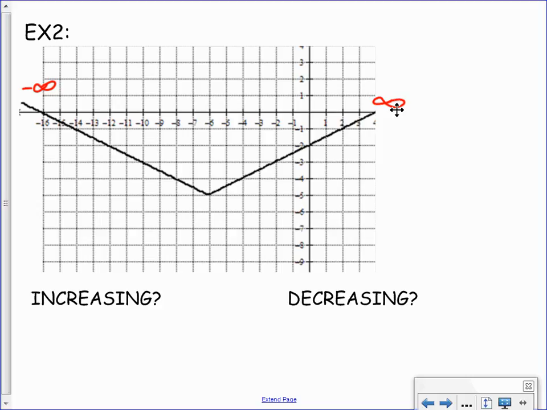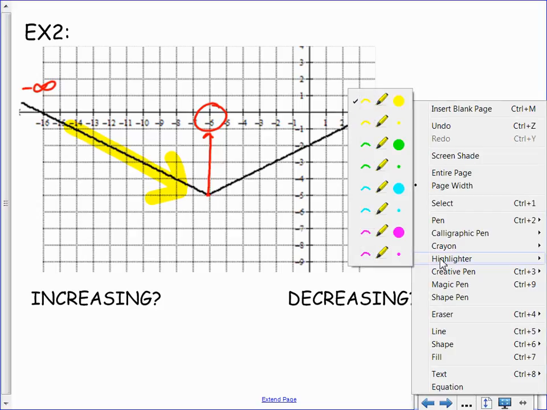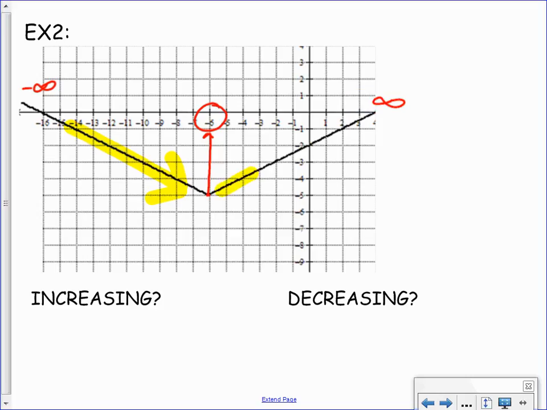So from left to right, it starts by decreasing. It gets up to this point right here, where it stops decreasing. When you get to that point, you want to look at the x value at that point, not at the y value. When it gets to the lowest point, pick out the x value, not the y value. After that point, it continues upwards, so it starts increasing.